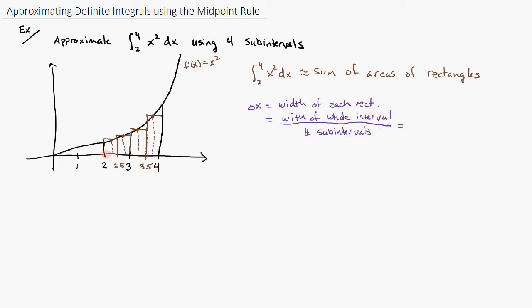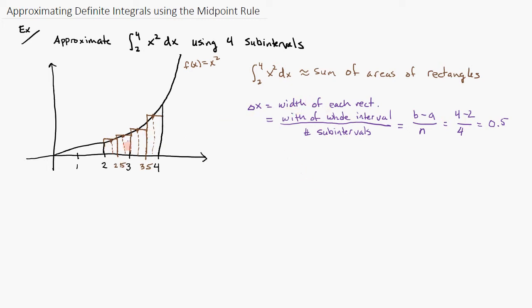The width of the whole interval is b minus a, and there are n subintervals in general. So b minus a is 4 minus 2, and n is the number of subintervals, which is 4. So 2 divided by 4 is 1/2, which is 0.5. Okay, so that's the width of each rectangle.